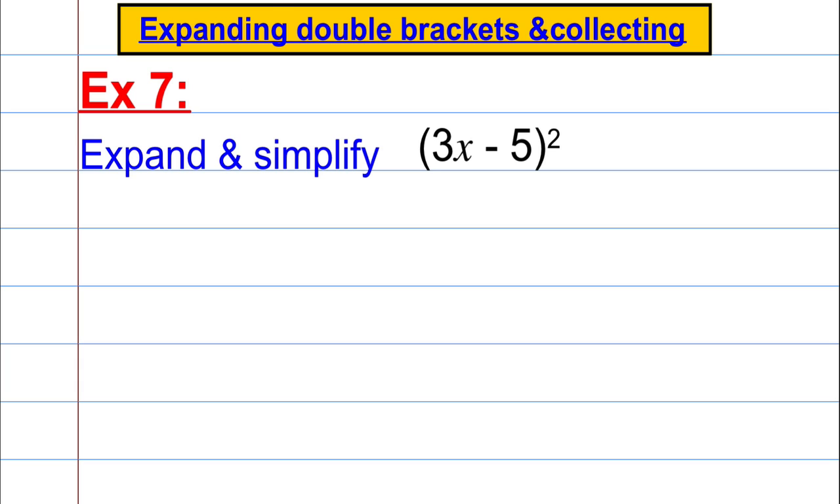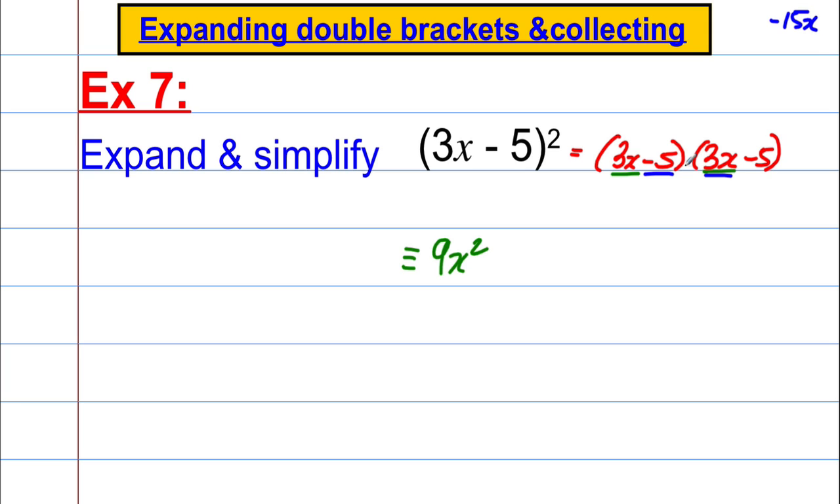Lastly, if you have a bracket, firstly you just have to think of that in your head as 3x subtract 5 multiplied by 3x subtract 5. 3x multiplied by the 3x would give me 9x squared. Negative 5 multiplied by 3x is negative 15x. 3x multiplied by negative 5 is another negative 15x. Combining those is negative 30x. So subtract 30x. And lastly, you've got your negative 5 multiplied by negative 5 is positive 25.